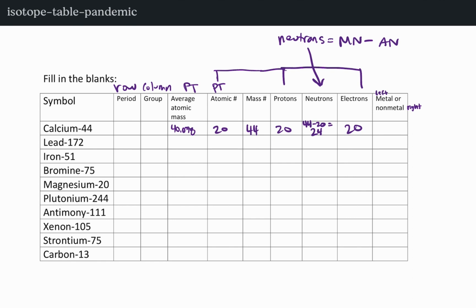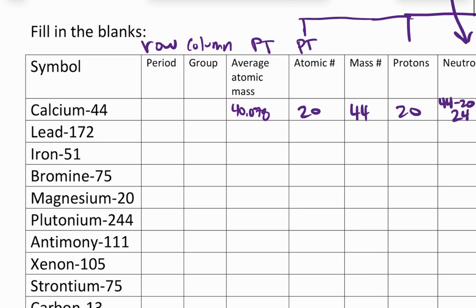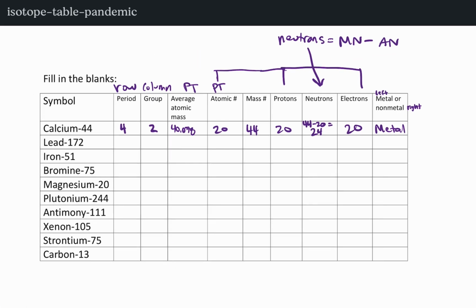So calcium's way on the left side, so it is a metal. The period for calcium, that's the row, it's in the fourth period, and it's in the second group or column. So that's how I would have all of that one. I'm going to do one more and then you're going to try the rest, but this is where you get everything and how it all works together. And so we're going to do lead 172.